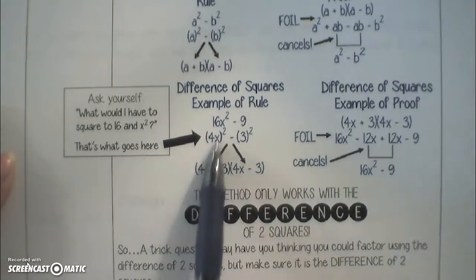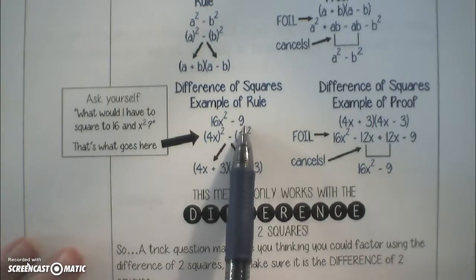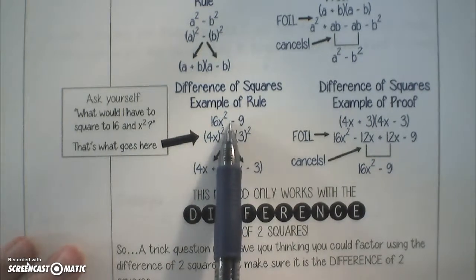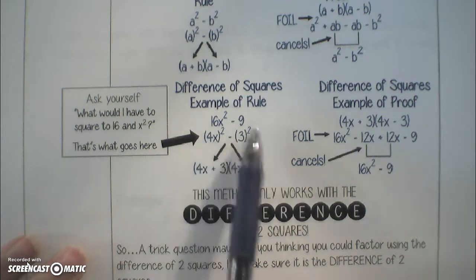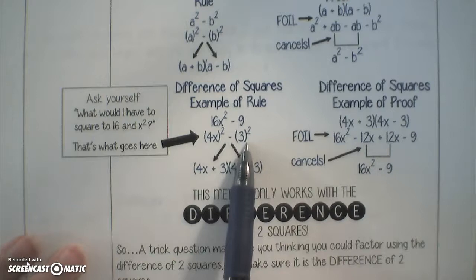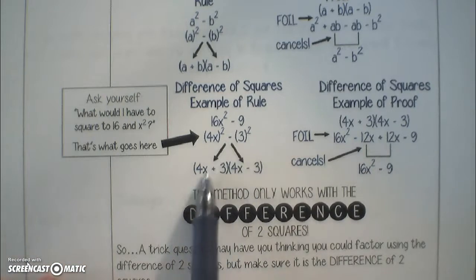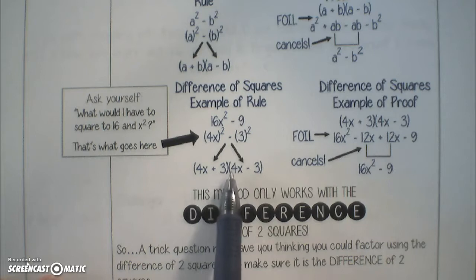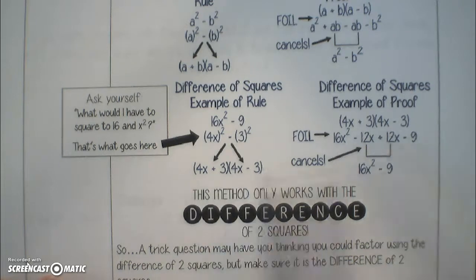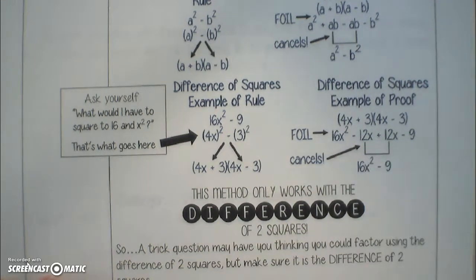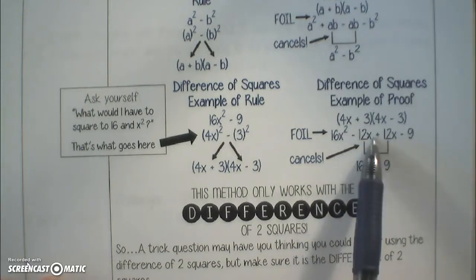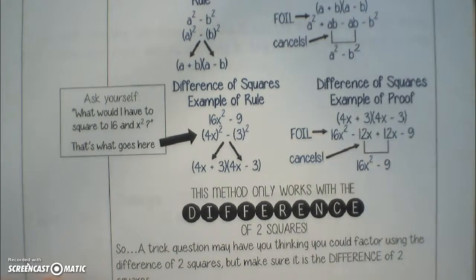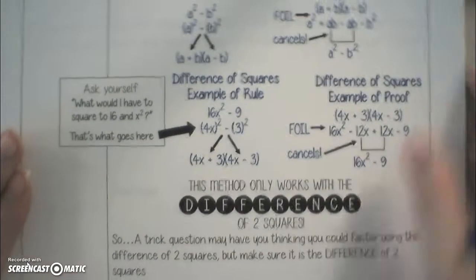So if it's 16x squared minus 9, so again difference, then 16 is really 4x that's being squared. 9 is really 3 that's being squared. So we would have one that's a 4x plus 3, one that's a 4x minus 3. And here's our proof here of refoiling it out and how we would have our negative 12x, positive 12x in our middle that would cancel out, which is why we have no middle term, because it truly cancels.